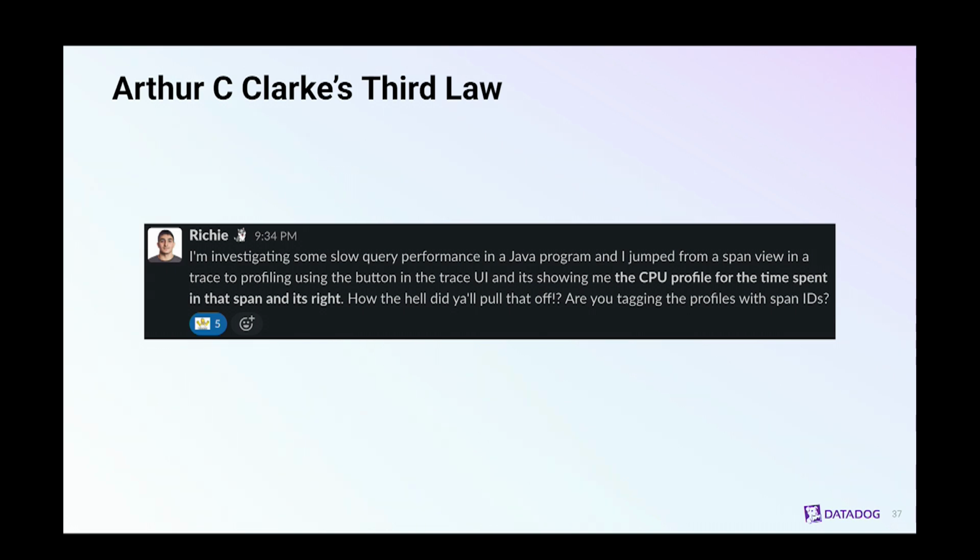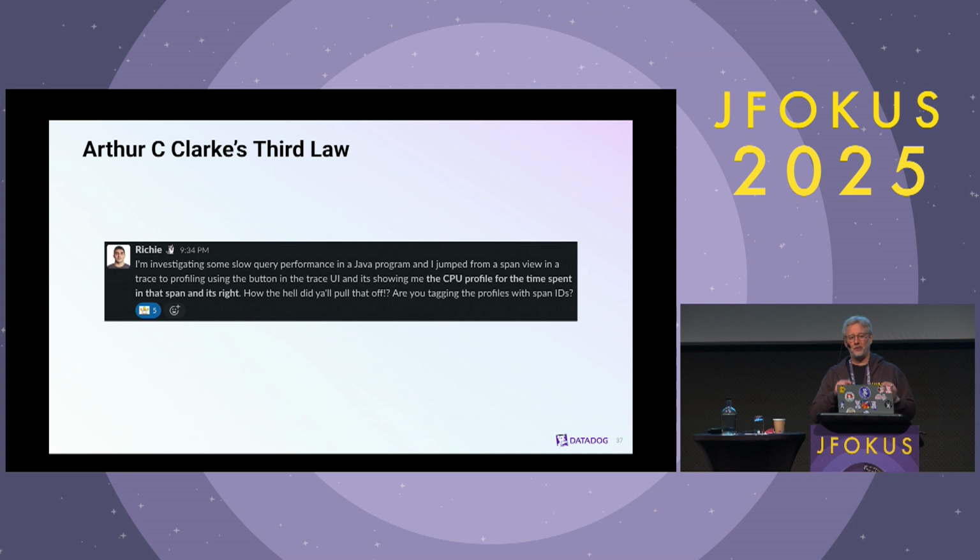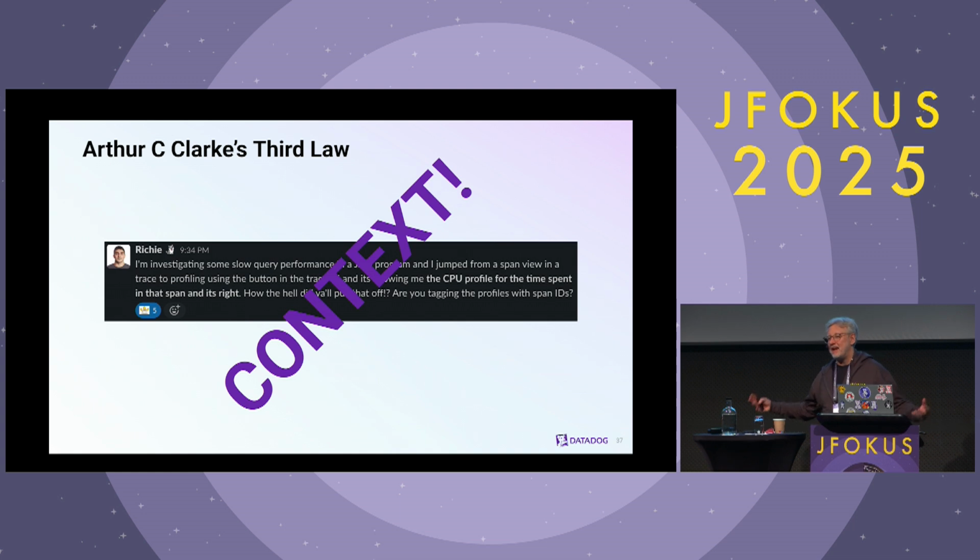Also, I kind of like when tools fulfill Arthur C. Clarke's third law: any sufficiently advanced technology is indistinguishable from magic. So here's somebody at Datadog. I'm investigating some slow query performance in a Java program. And I jumped from a span view in the trace to profiling using the button in the trace UI. And it's showing me the CPU for the time spent in that span. And it's right. How the hell did you pull that off? Are you tagging the profiles with span ID? Yes, we are. It's context. Context is everything here. Being able to slice and dice the data by having the context from the distributed operations in your system is everything.